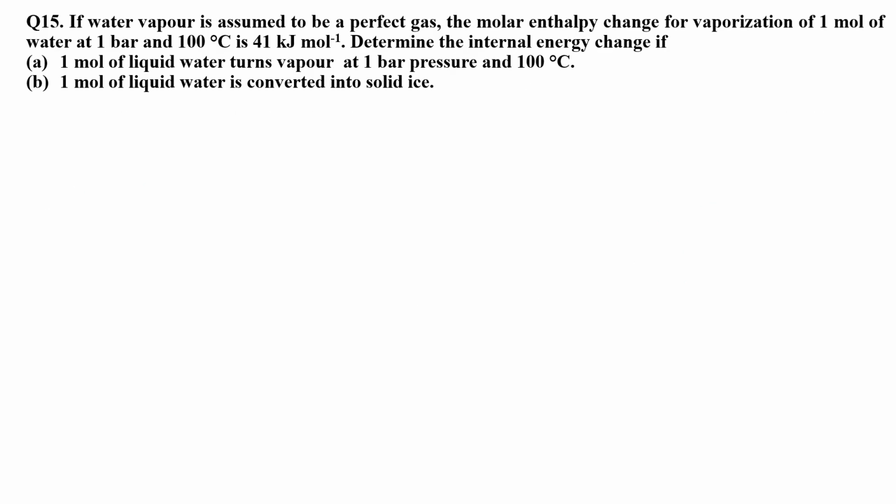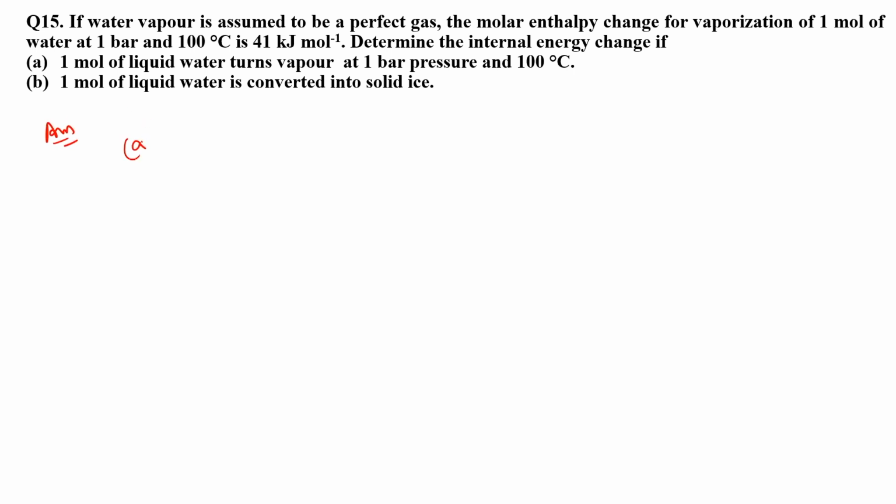Next problem is, if water vapor is assumed to be a perfect gas, the molar enthalpy change of vaporization of 1 mole of water at 1 bar and 100 degrees Celsius is 41 kilojoule per mole. Determine the internal energy change if 1 mole of liquid water turns to vapor at 1 bar pressure at 100 degrees Celsius, and part B says 1 mole of liquid water is converted into solid ice. Okay, so we solve part A first.